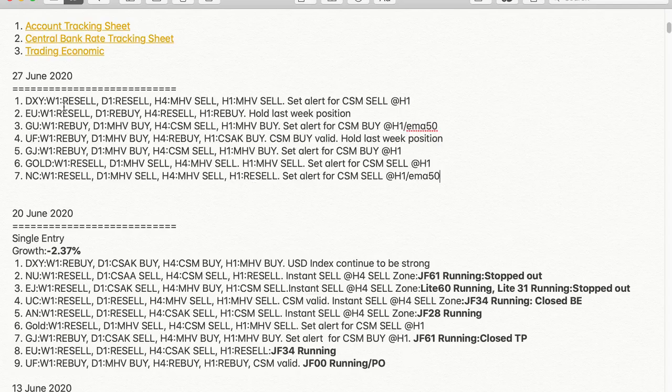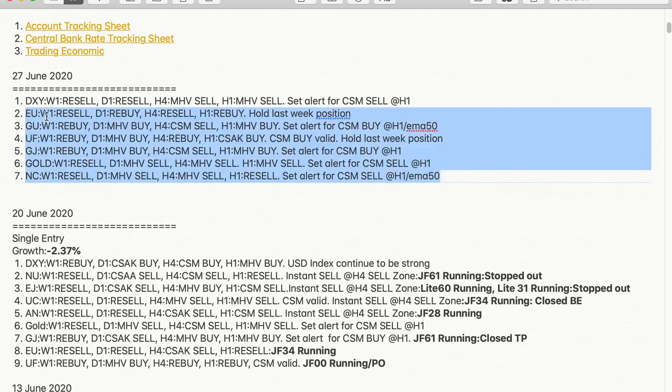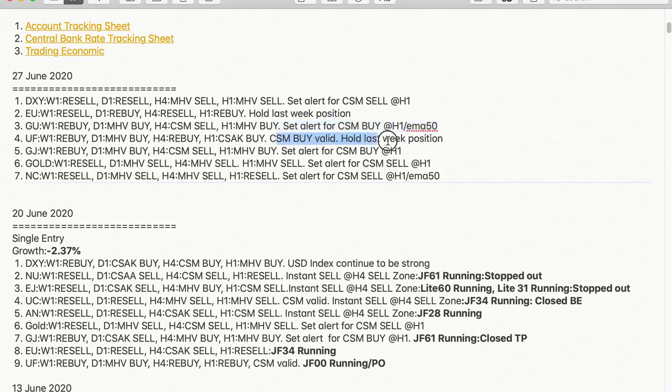Let's do a recap. We're going to trade 6 pairs: EURUSD, GU, USDCHF, GJ, gold, and NZD/CAD. As you can see here is EU, we have last week's position, we're going to hold it. GU is buy, we need to wait for alert. USDCHF, we have a buy and we're holding our last week's position. GJ, we want to buy but we need to set an alert and wait for the alert. Gold, we need to sell but we need to wait for alert as well. And also the same with NZD/CAD, we want to sell but we need to wait for the alert.